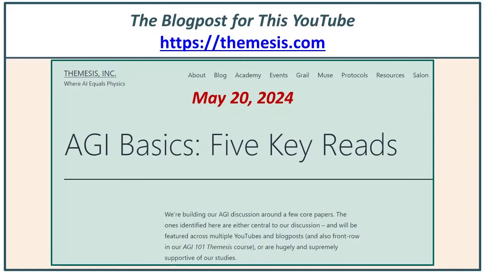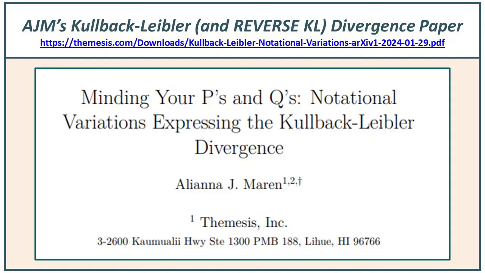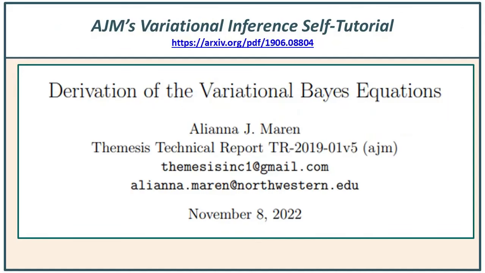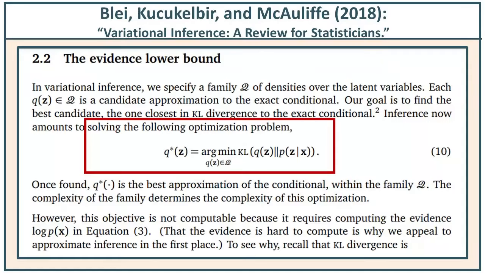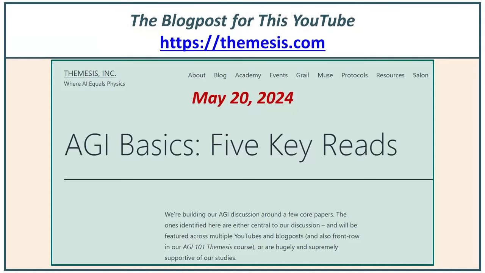I'm adding a couple more, and those will be the 2 papers that I wrote as tutorials, basically unscrambling my own thinking. And I'll add in the Beal dissertation and the Blei et al. on variational inference. So that's now well more than 5, but it's a good starting set.